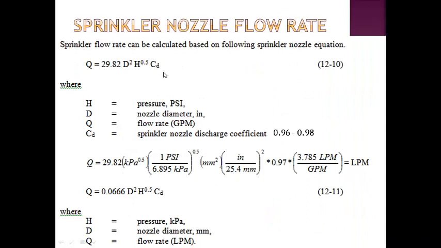There's an equation that can be used to calculate sprinkler nozzle flow rate based on the diameter, and the head, or the pressure, and the sprinkler nozzle discharge coefficient. And so this is the equation for American units, PSI in gallons per minute. Or we can also convert that using dimensional analysis to metric units. And so this is the metric unit equation, where Q is in liters per minute, diameter is in millimeters.